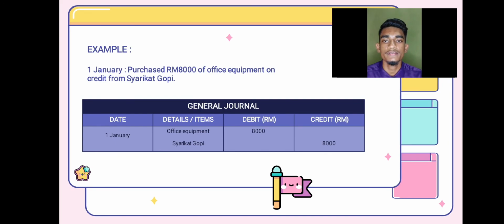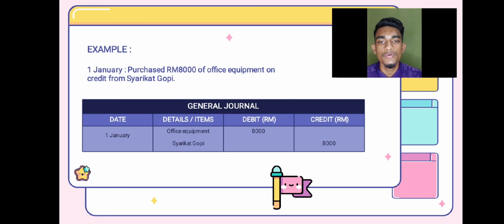So we look at the example. 1st of January, purchased 8,000 ringgit of office equipment on credit from Sharikat Gopi. As we can see, the double entry system is office equipment on the debit side and Sharikat Gopi on the credit side. So we can just write down the date, 1st of January.